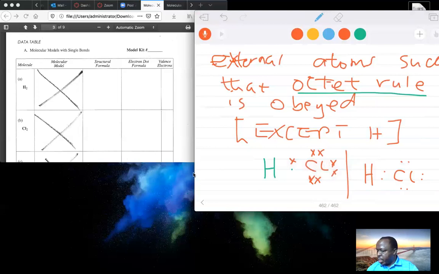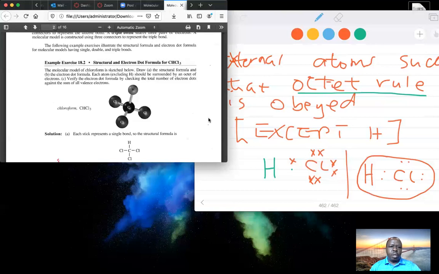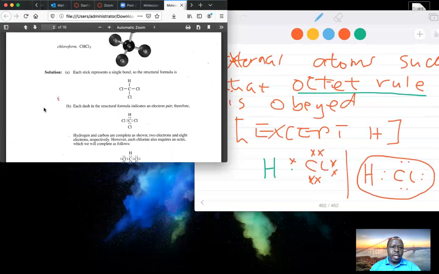So right now, this is my electron dot formula. If I go back to the worked example here, you will see the electron dot. You see here, for each dash you change to what? To dots, and this represents the dot structure. So in other words, once you establish the structural formula, you change the lines to dots.